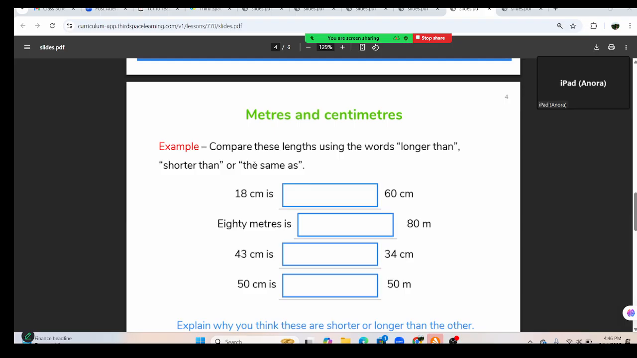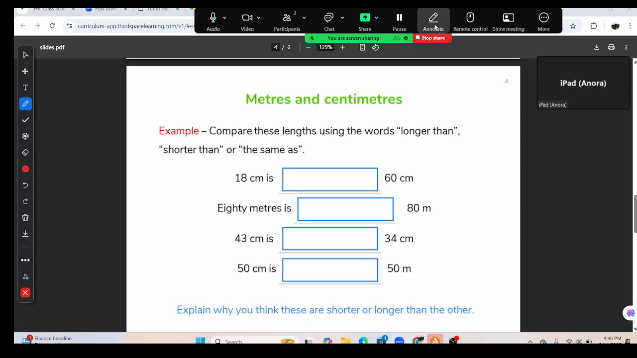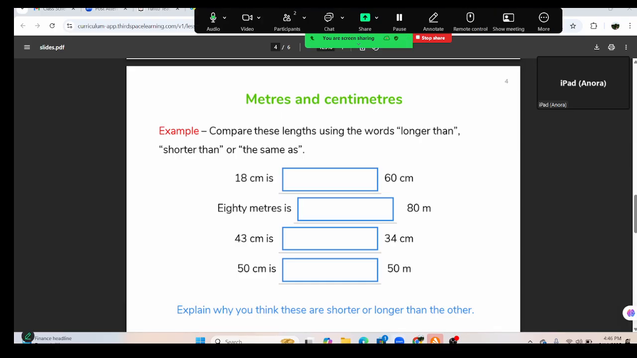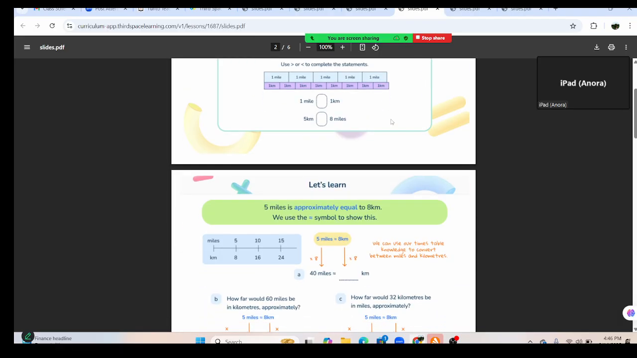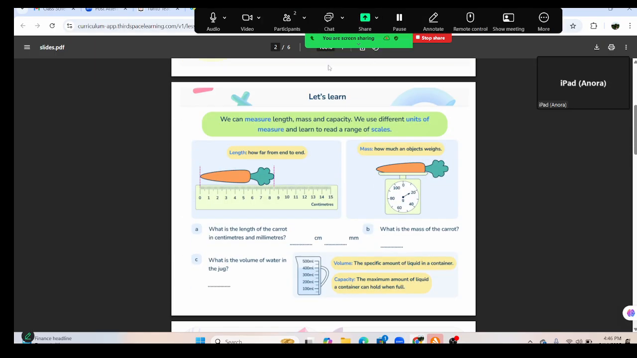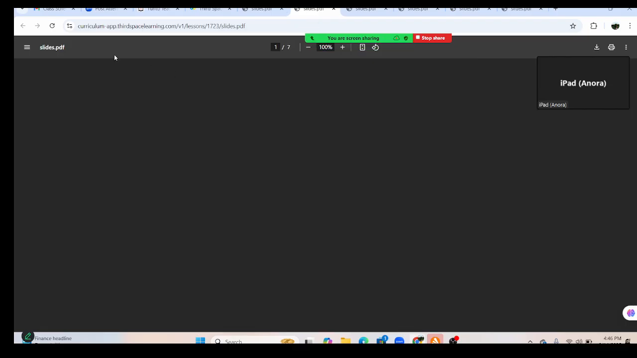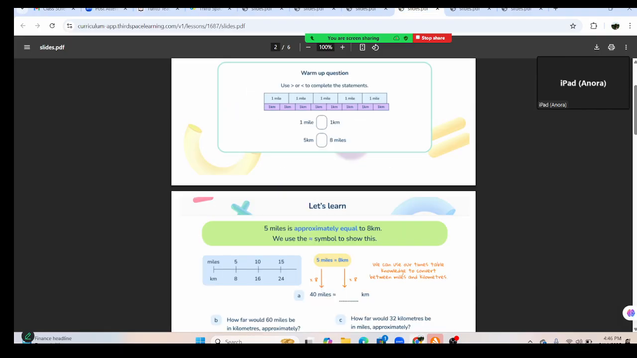So now you have to compare these lengths using the words longer than and shorter than. So basically, 1 meter is okay. Yeah, just 1 minute. Let me check if. No, neither this one. Okay, let me go back there.